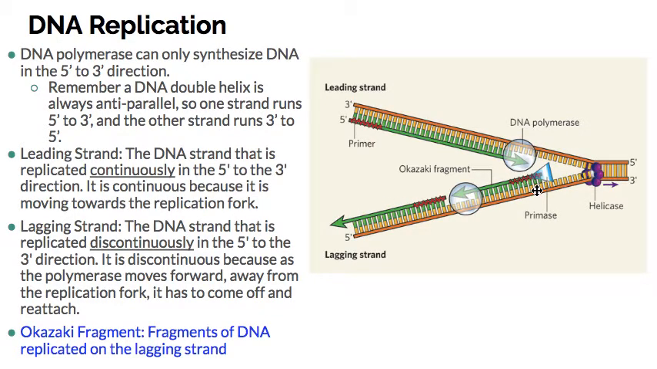As it does that, the polymerase has to come off, and whenever it does, it forms these fragments. So here's a fragment, here's a fragment. We call these Okazaki fragments, and again, those are fragments of DNA replicated on the lagging strand. So Okazaki fragments are only going to be found on the lagging strand. They will not be found on the leading strand.